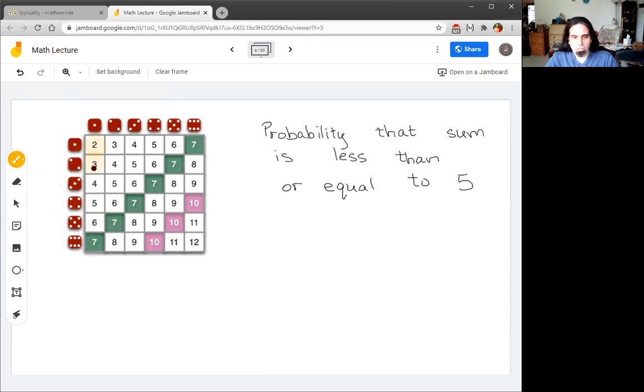2 works, 2 and 1 and 1 and 2 both work. 3 and 1, 2 and 2, 1 and 3, all of those work. 4 and 1, 3 and 2, 2 and 3, 1 and 4, all of those work. So how many did we get overall that we just shaded in? 1, 2, 3, 4, 5, 6, 7, 8, 9, 10. So 10 that work.